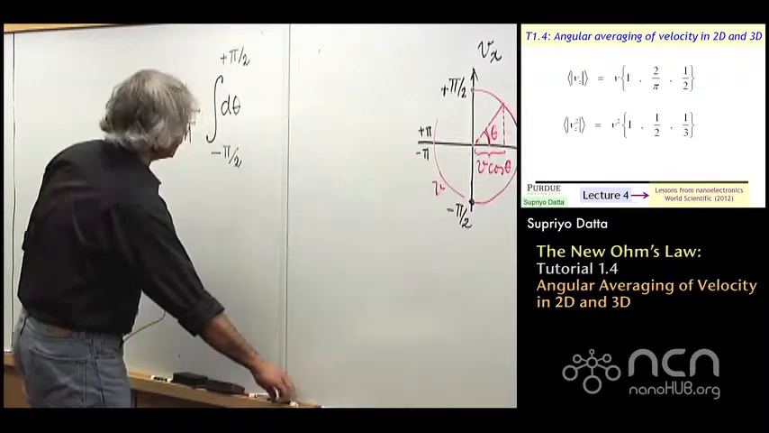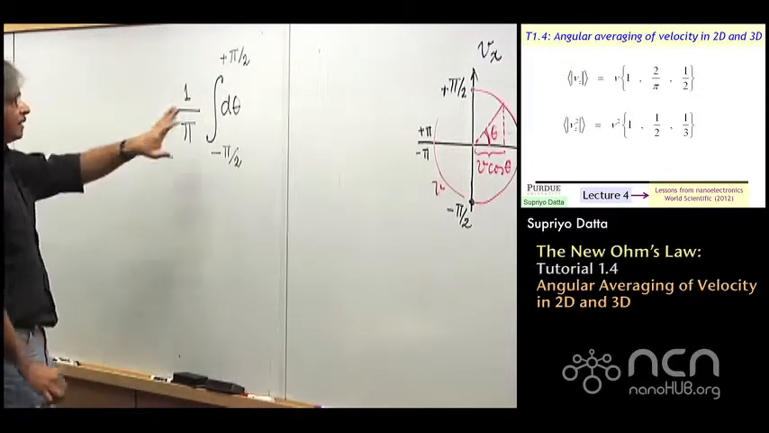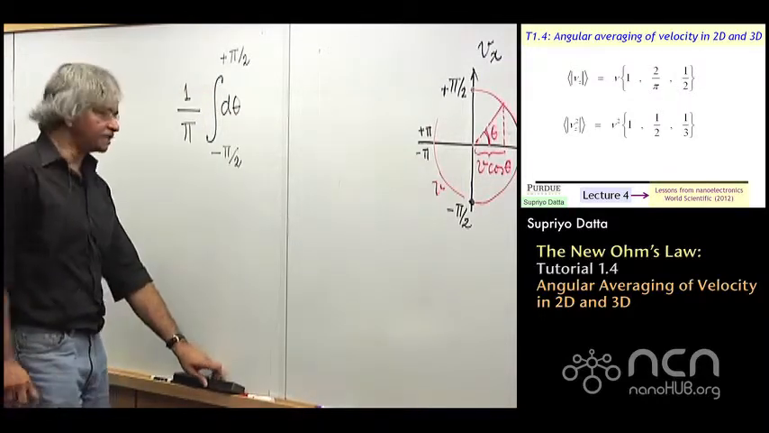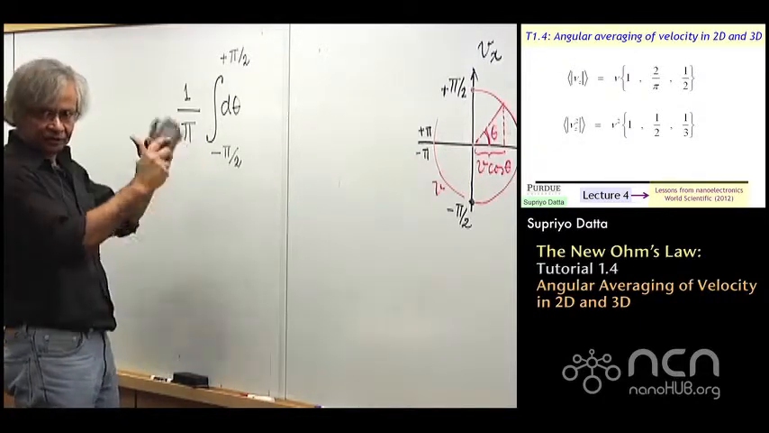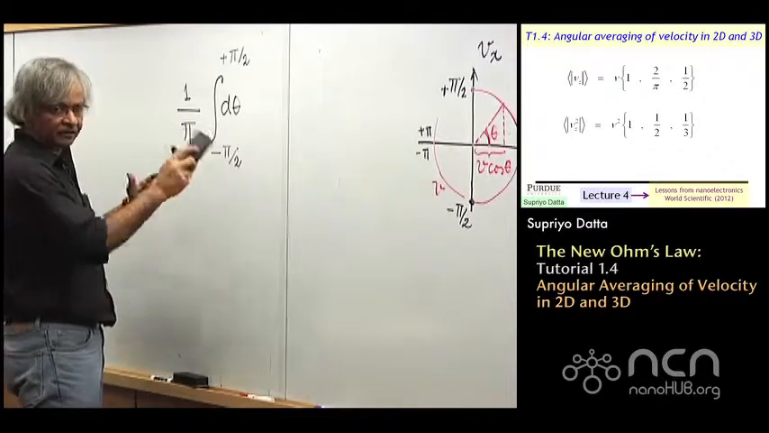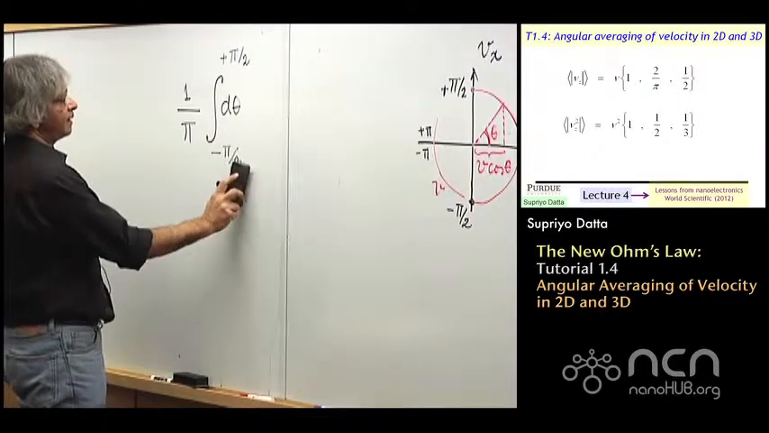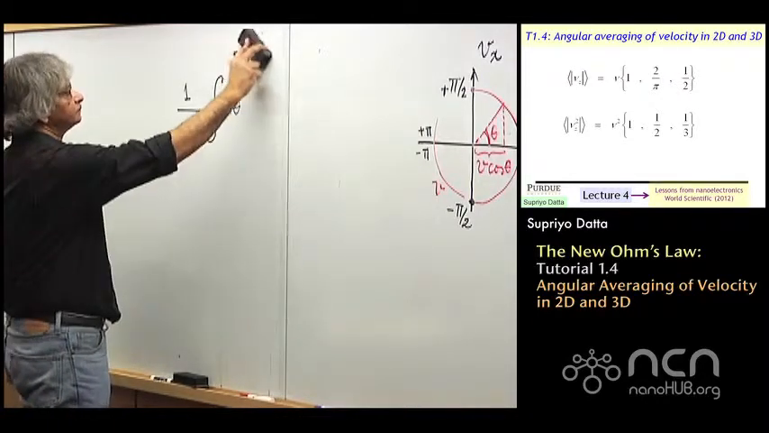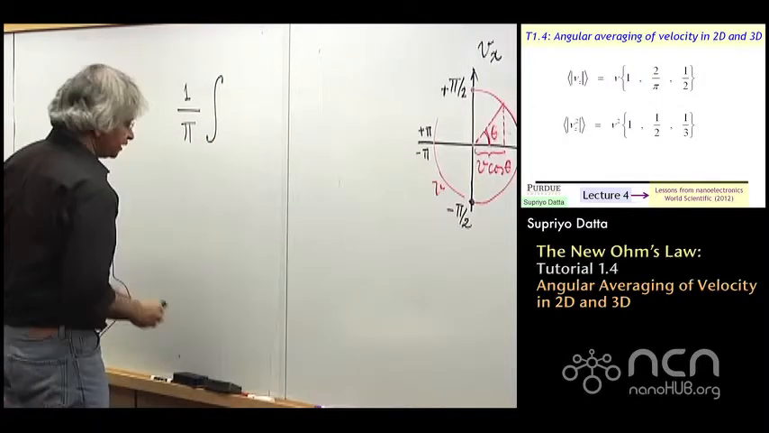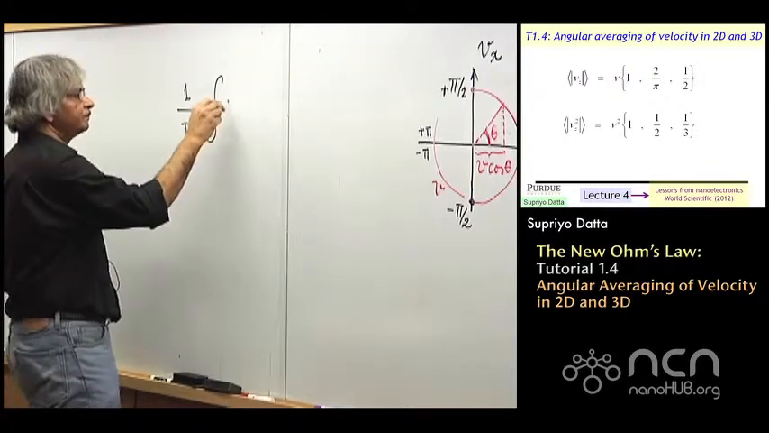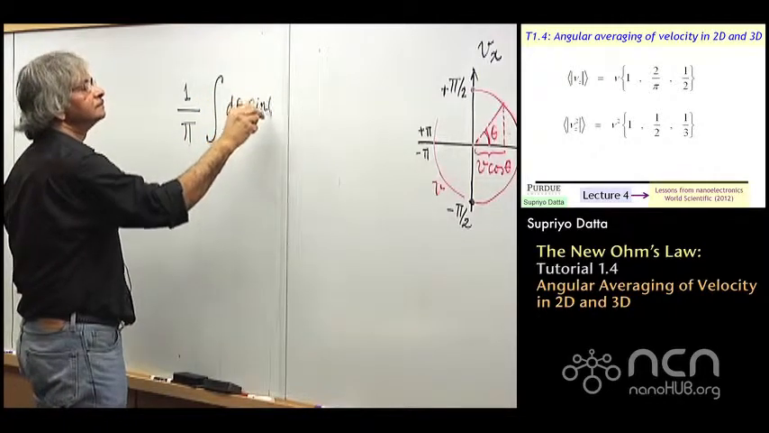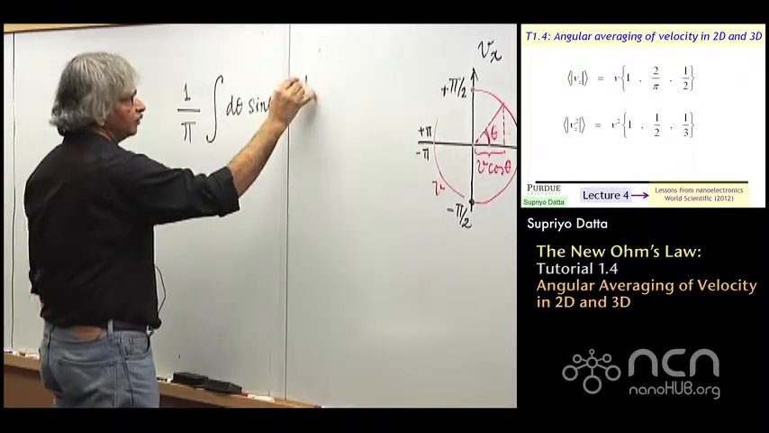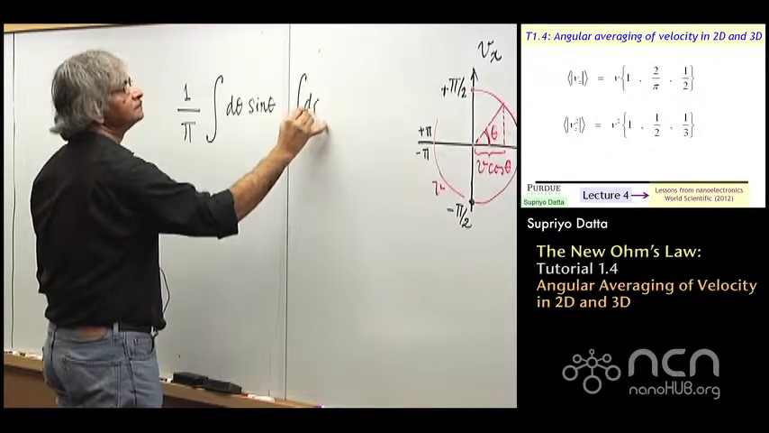Now the way this works is, in 3D, let me just write the result. This is something you should have seen in a class on integrals. Let me just state it and I'll try to explain it a little bit. And the way it goes is, when you do the integral in 3D, you have integral sine theta d theta, and then an integral over d phi.